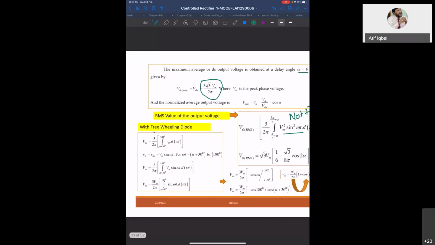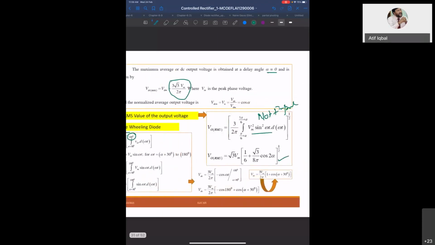Now, remember, if you have a freewheeling diode or if you have a resistive load, you cannot go beyond 180. That's why it is put as 180 here. And then for the freewheeling diode, you get this as the formula for the freewheeling diode.